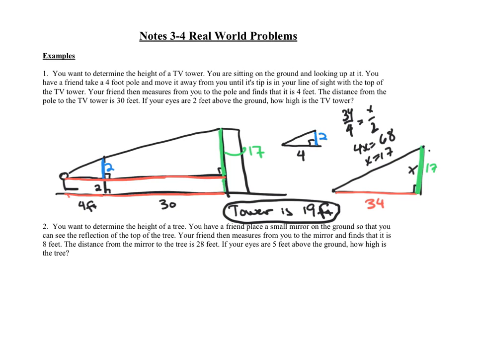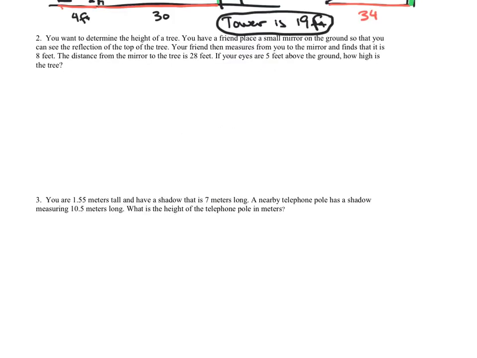All right, take a moment, read the second question, and then we'll go over it. In this problem, we're trying to determine the height of a tree. So we'll draw the ground. We'll draw our tree. And we have a friend place a small mirror on the ground. So we'll call that M for mirror, so that you can see the reflection of the top of the tree.